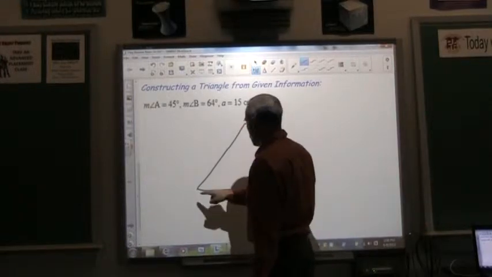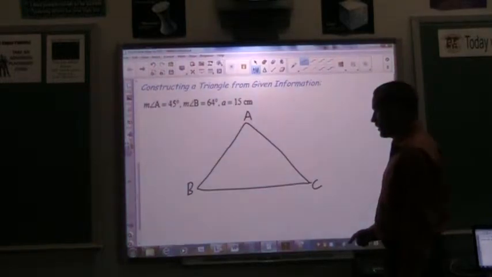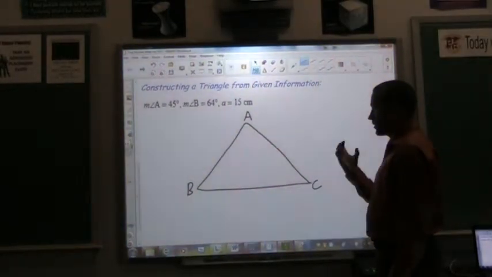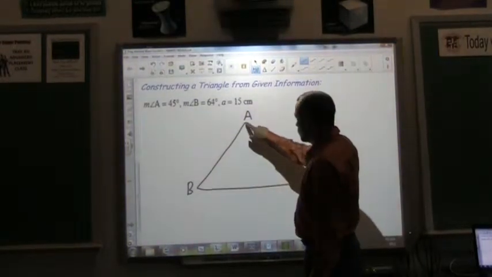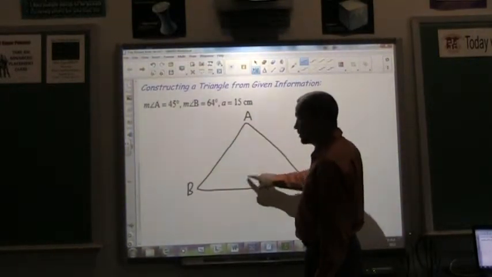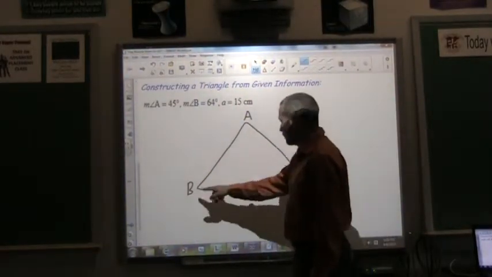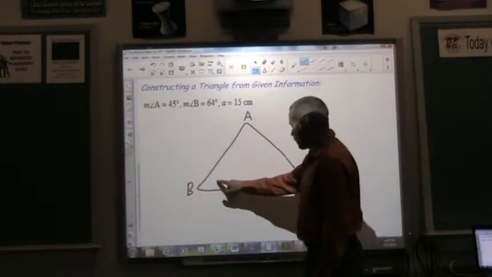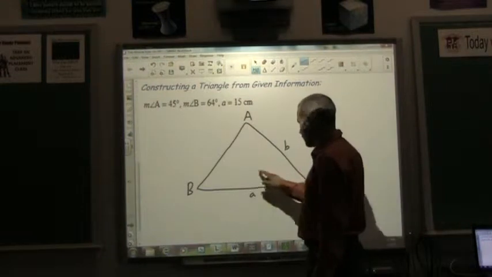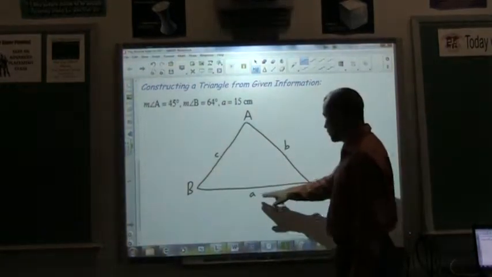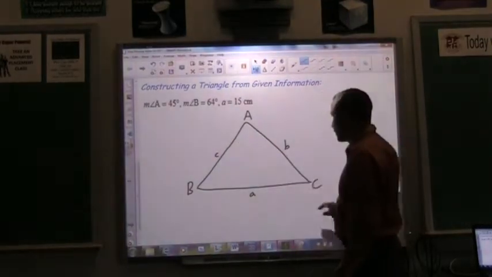Your vertices get capital letters like this. Then the side lengths get small letters. Side length a is the side that's across from or opposite from angle A. So this would be side length a. If it's talking about side b, across from the angle B is side b. And across from angle C is side c. Notice the side lengths get small case letters, the angles get uppercase letters.